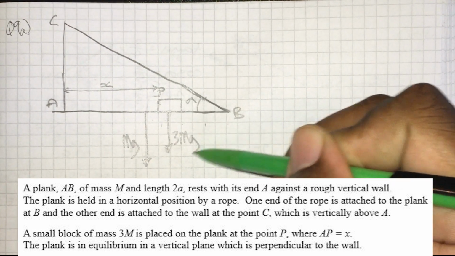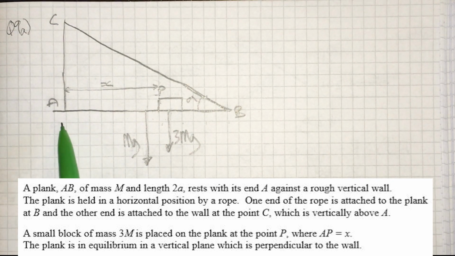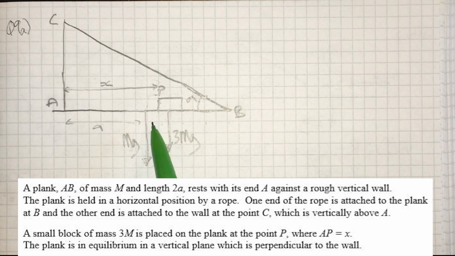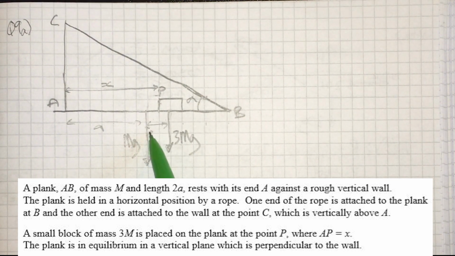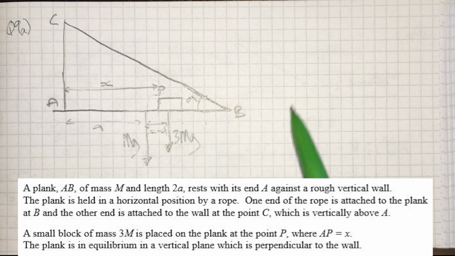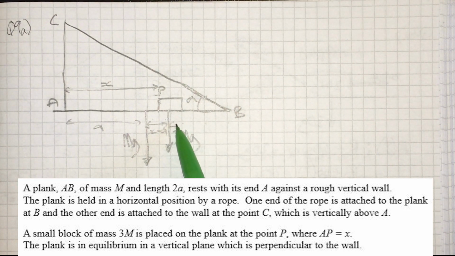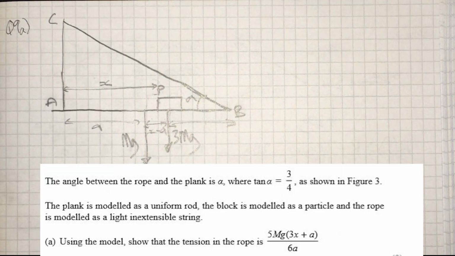The weight of the particle is 3mg. The distance to the middle, since the plank has a length of 2a, is a. This little distance here is going to be x minus a, if I need to use that. And finally, over here, we have 2a minus x, the length of the plank minus x.